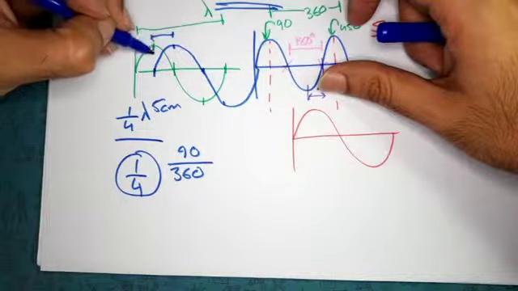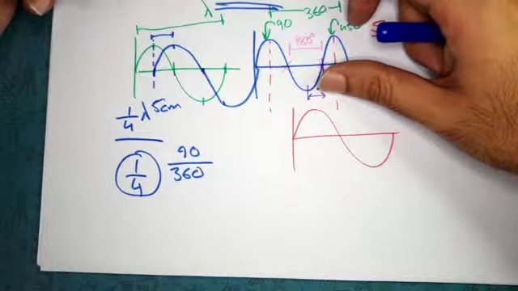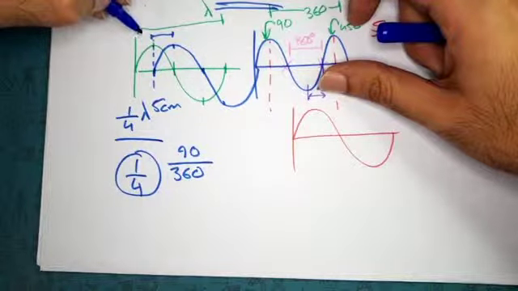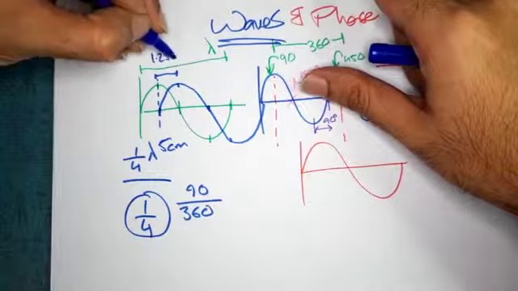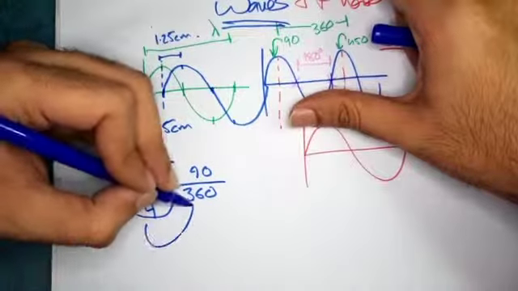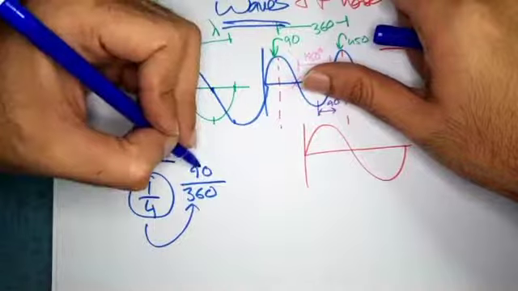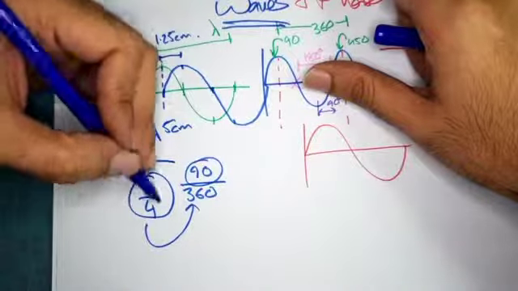Or actually, the path difference between these two waves isn't it just 1/4? It's basically 1/4 of 5 because lambda is 5 centimeters, so it would be 1.25 centimeters. And if we talk about 1/4 of a cycle in degrees, then it's basically 90 degrees.